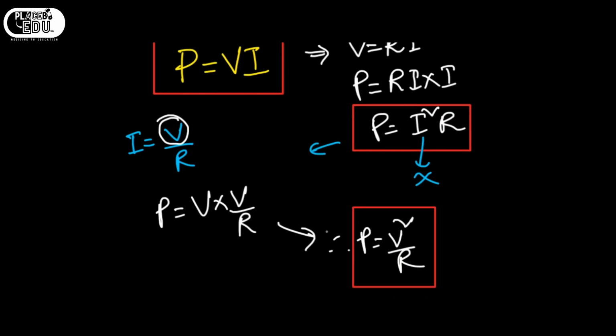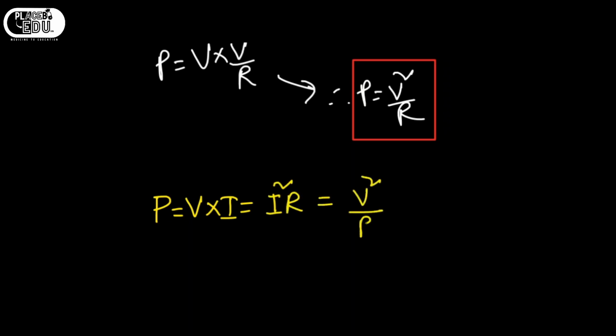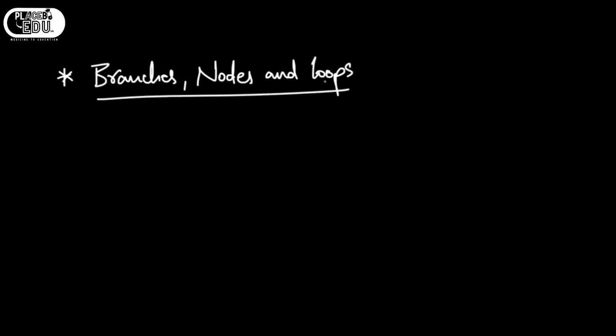Okay. I think you got the relation between power, voltage, and current. So from Ohm's law I can say that power is equal to V into I, which is equal to I squared R, which is equal to V squared by R. Understood? This is an important relation. After Ohm's law, our point of interest is branches, nodes, and loops. This one. For example, consider a circuit like this.